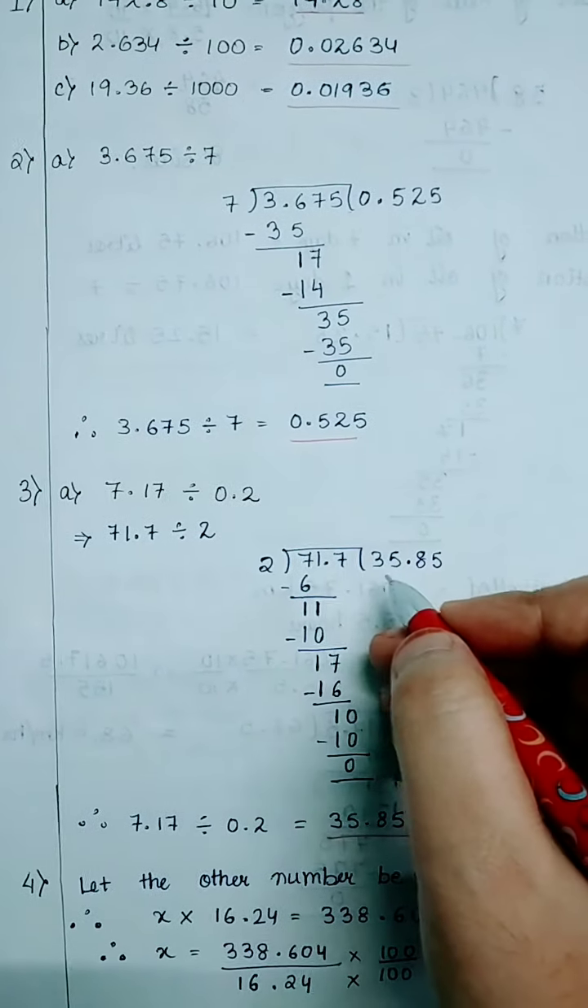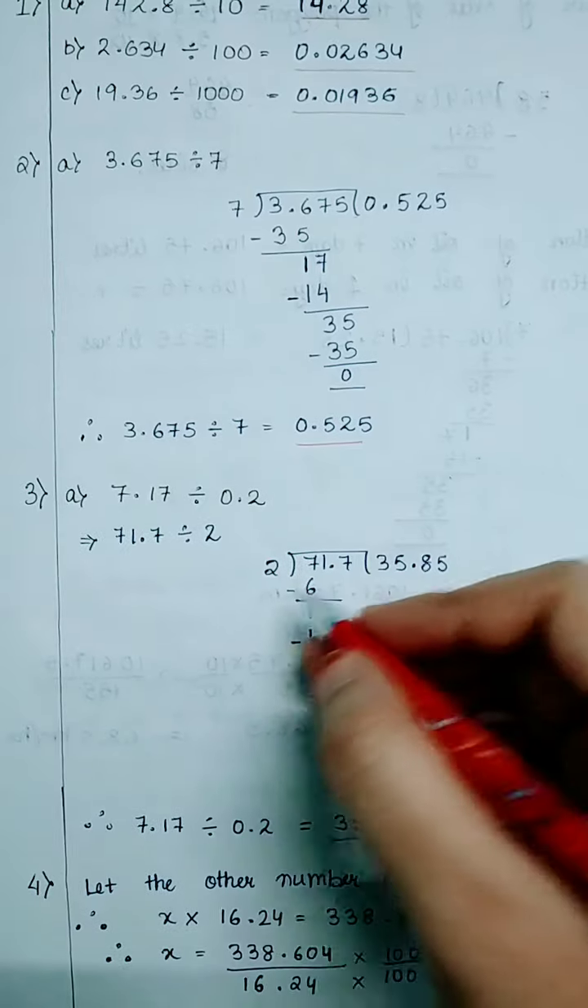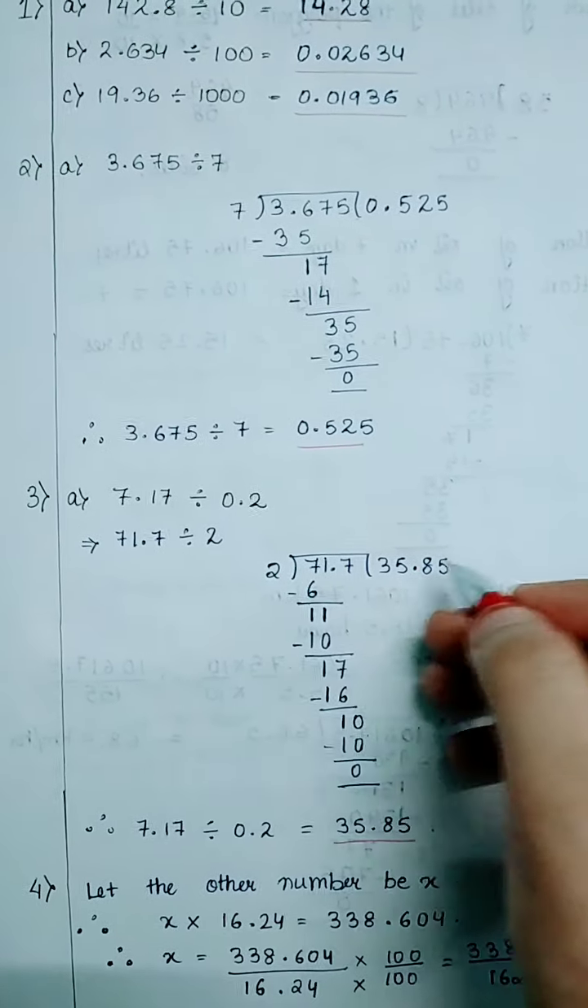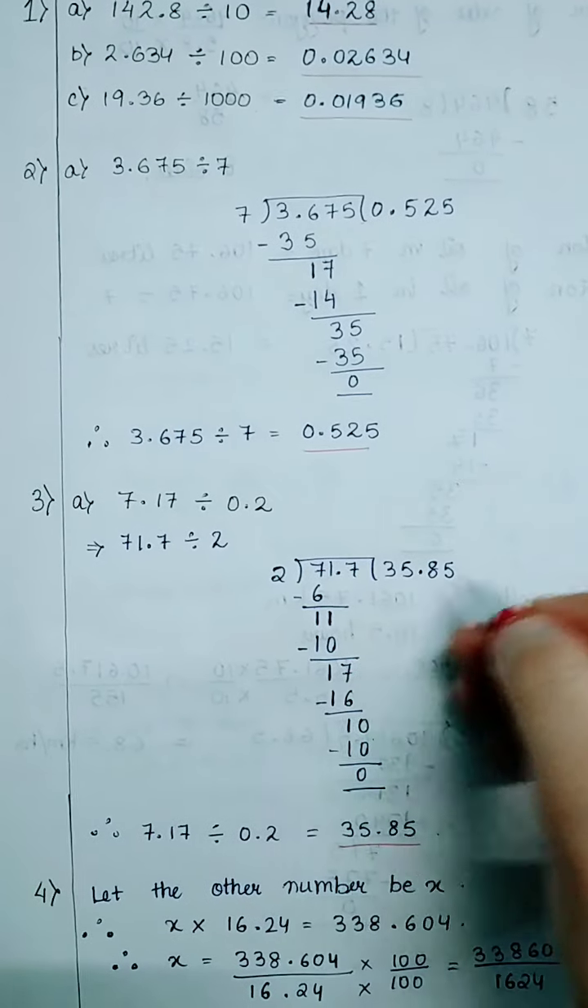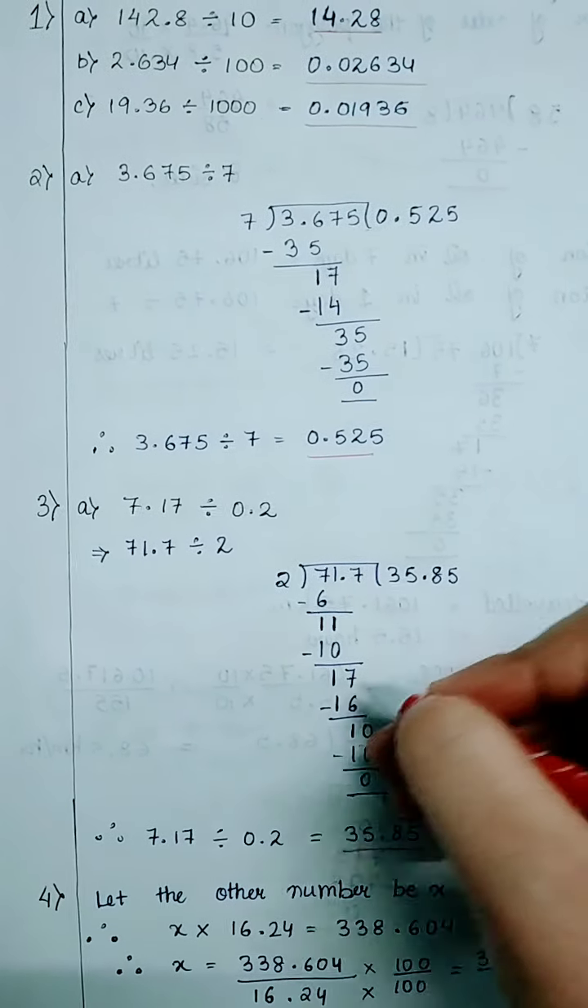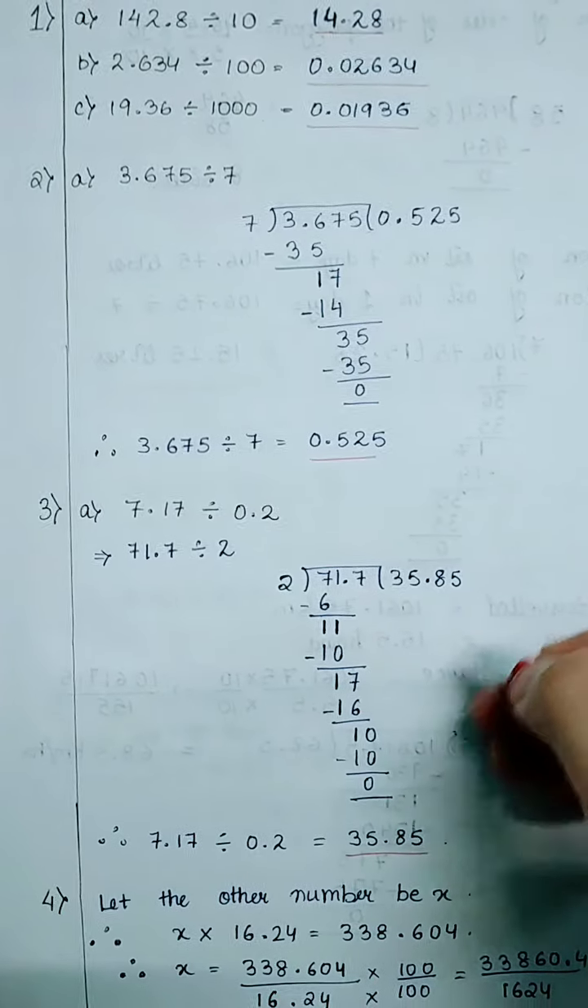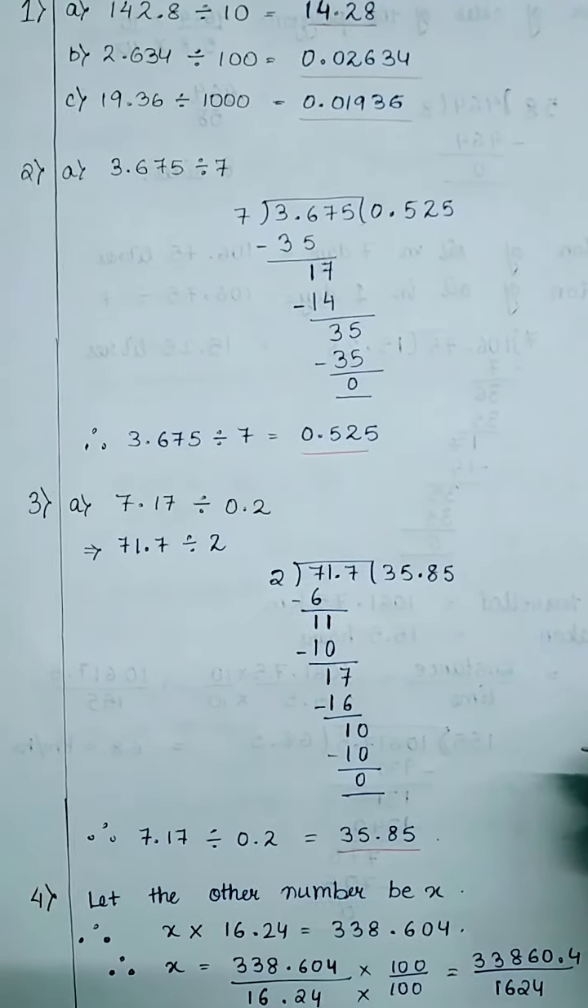Now 71.7 divided by 2. Now it is easy to do. We know the table of 2. So 2 3s are 6, 11, 2 5s are 10. Because there is a decimal, we'll put the decimal over here. Then 2 8s are 16. Then 1 again, 2 5s are 10. So we have got the answer 35.85.